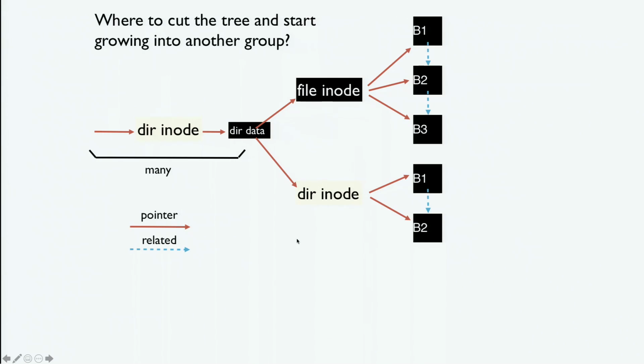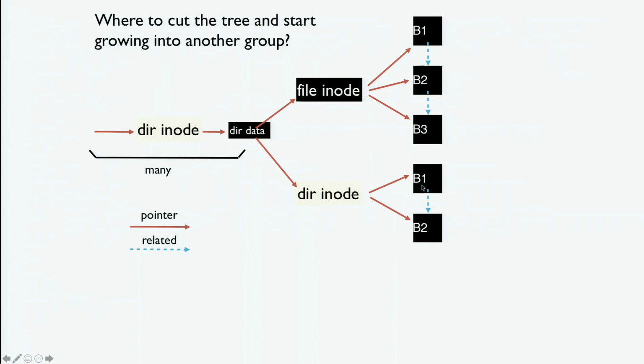This is how I like to view the structure. Remember, we have our directory inodes, and we'll have many, many directory inodes. Each directory inode points to some directory data. The directory data, all those directory entries, have the mappings between the names and the file inodes. And the file inodes contain pointers to data blocks. Directory data could also have pointers to other directories, which means pointers to directory inodes, and those directory inodes have a bunch of directory entries in them as well.